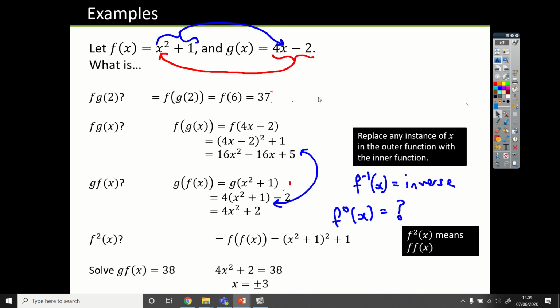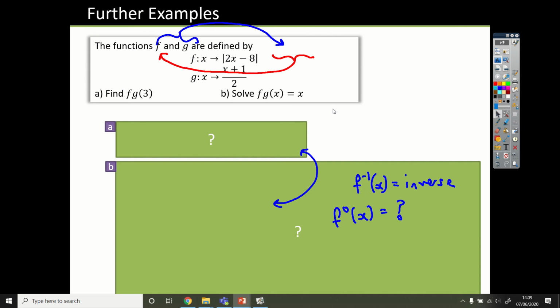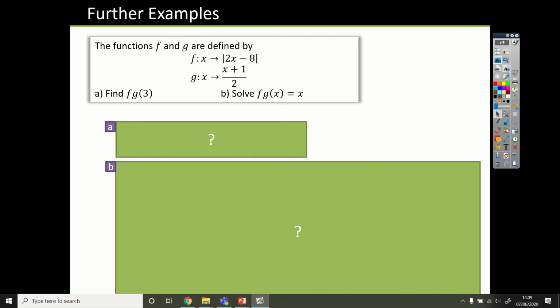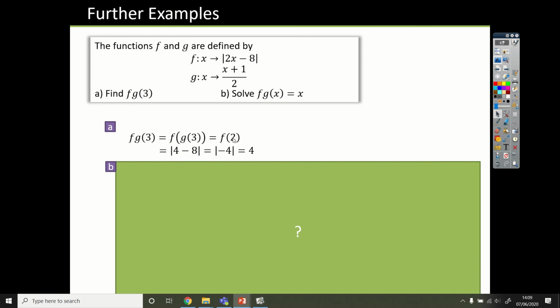Shouldn't be new stuff for you. It should be familiar to you. We'll look at some functions though that are reasonably new. These modulus functions are quite new, so we'll have a look at them as well. Fg of 3, so g goes first. You put 3 into g, and it looks like 2 comes out. Then 2 goes into your f, it goes into the modulus, 4 minus 8 inside makes minus 4, and take the modulus of that and it makes 4.